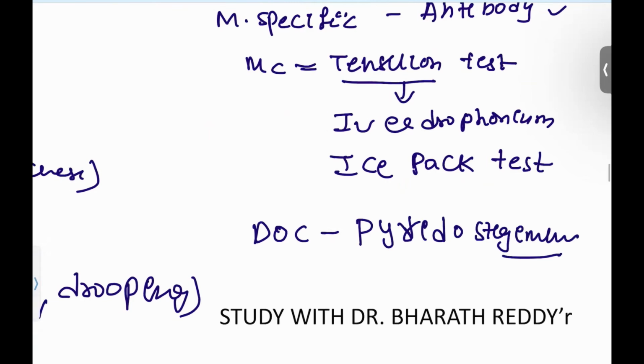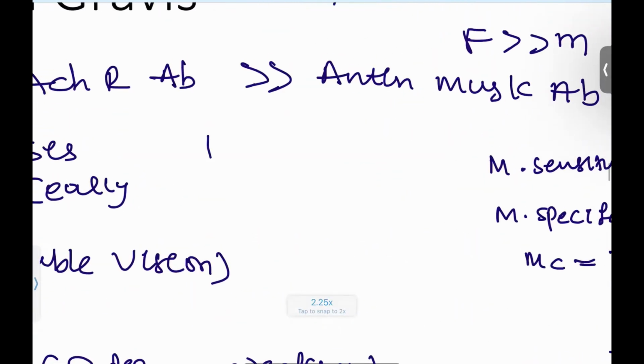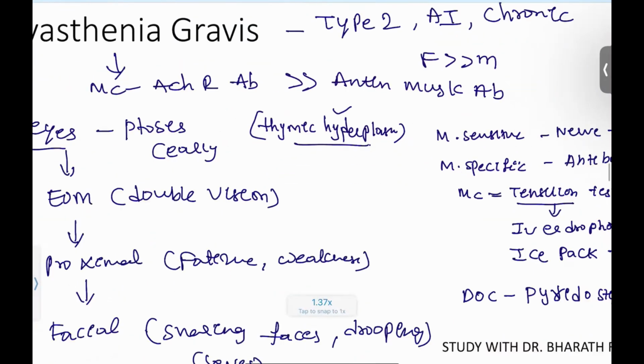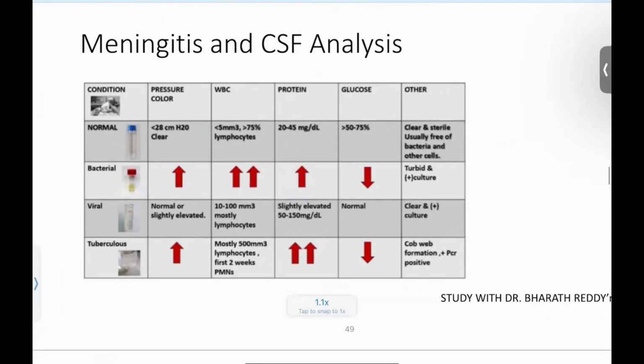And what is the paraneoplastic association? Thymic. Okay. Thymic hyperplasia or thymoma is involved in this patient. Along with the pyridostigmine, you can do the thymectomy also. Next one, meningitis and CSF analysis.